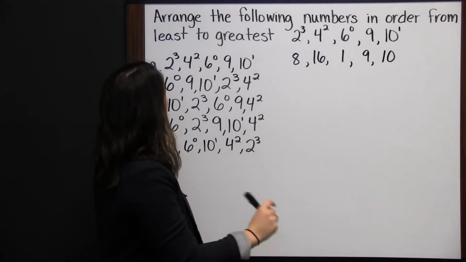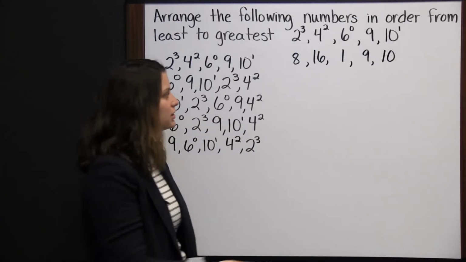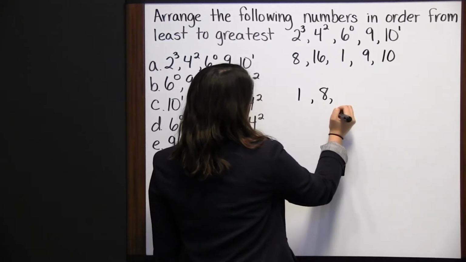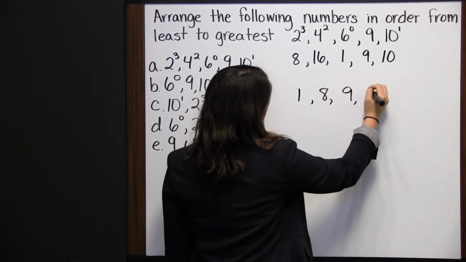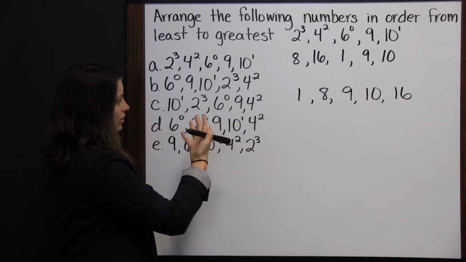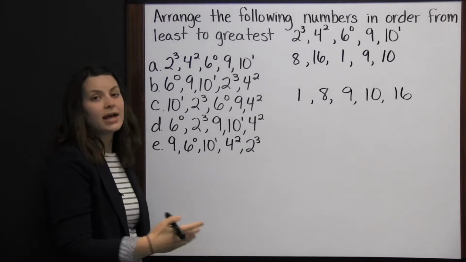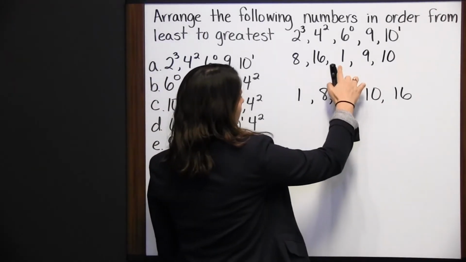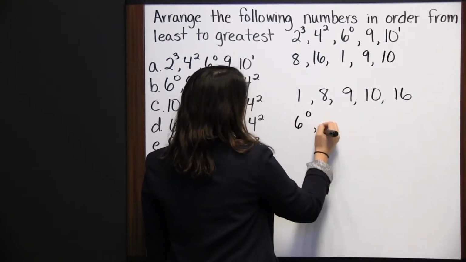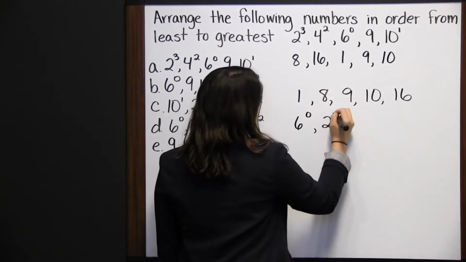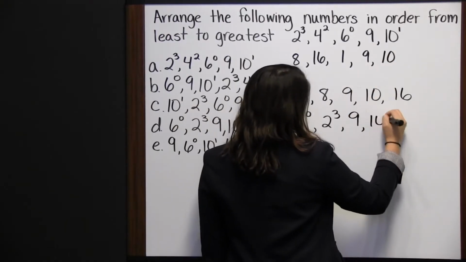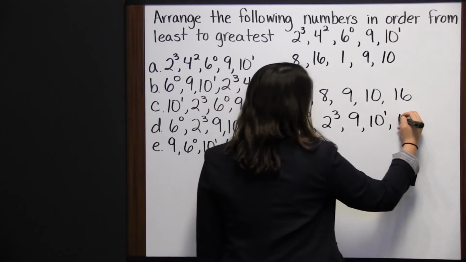And now they want these numbers in order from least to greatest. So the smallest number would be 1, followed by 8, then 9, 10, and 16. But of course, those are not in our answer choices because the numbers are written as they originally were. So now I'm going to go back and write them the way they were written to begin with. 1 was 6 to the 0. 8 was 2 cubed. 9 was always 9. 10 was from 10 to the first, and 16 was 4 squared.